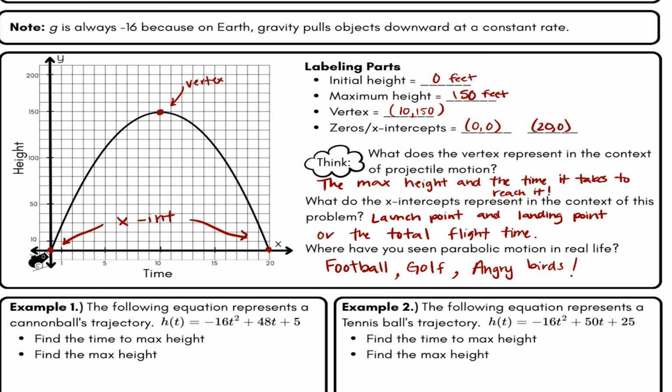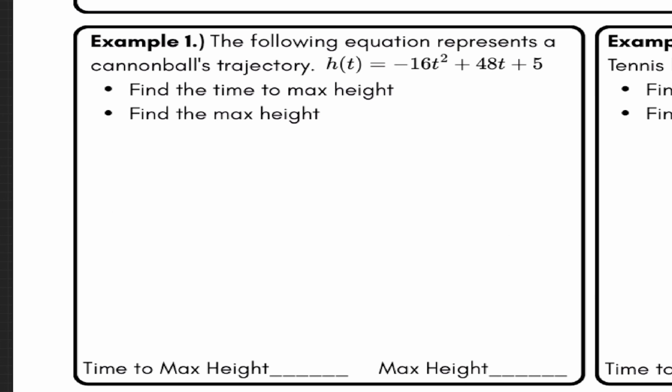Okay, now that we've got those parts dialed in, let's work through some examples. Example 1. The following equation represents a cannonball's trajectory. Given the formula h of t equals negative 16t squared plus 48t plus 5, we have to find the time to the maximum height and the maximum height.